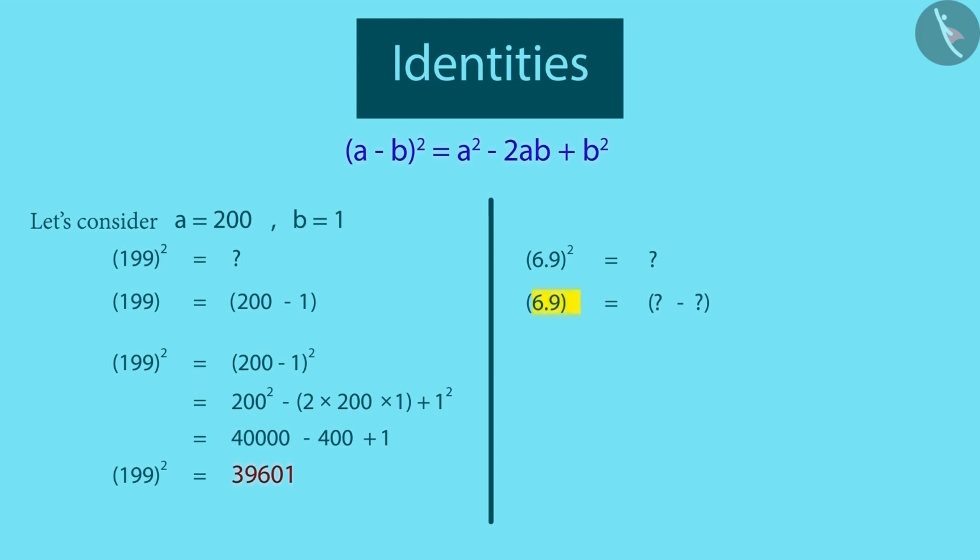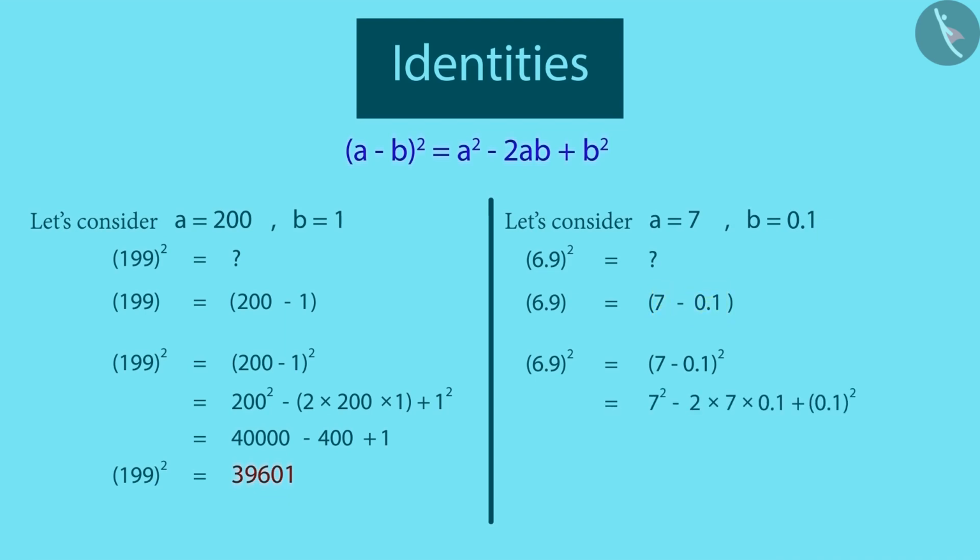So, 6.9 can be split into two simple numbers, 7 and 0.1. So, 6.9 raised to the power of 2 will be equal to (7 minus 0.1) raised to the power of 2. (7 minus 0.1) raised to the power of 2 can be expanded with the help of this identity. Let's consider a as 7 and b as 0.1 here. Then, we will get this. After further simplification, we get this answer.